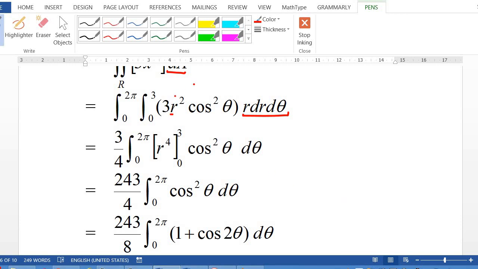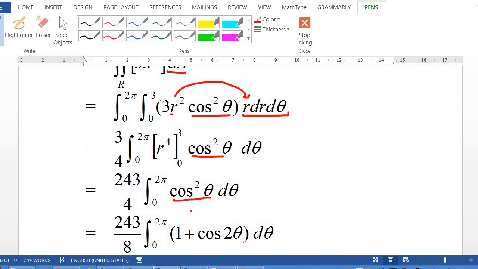So 3r squared times r, so the total is 3r cubed, where cos squared theta is constant. So integrate 3r cubed with respect to r. We get 3r to the power 4 divided by 4. Cos squared theta is constant, we just leave it behind first. So evaluate r from 0 to 3. So here you have 81, 3 to the power 4, 81 times 3, so 243 divided by 4.